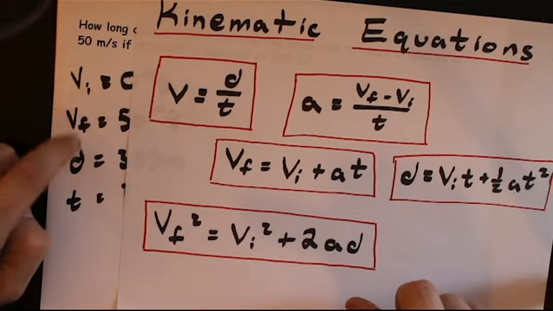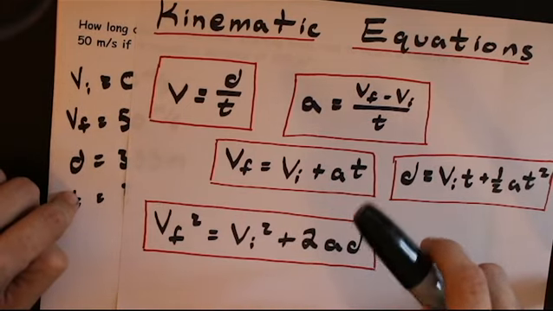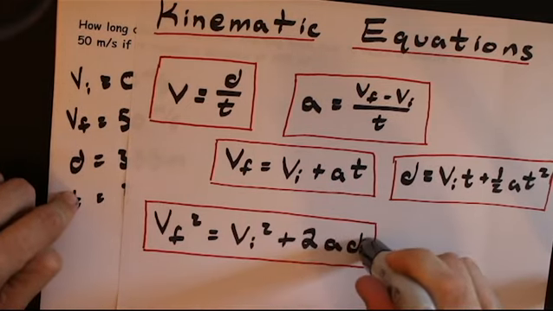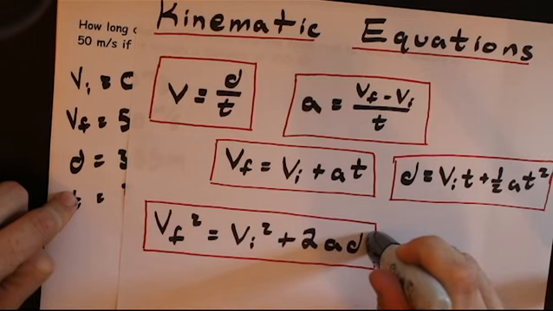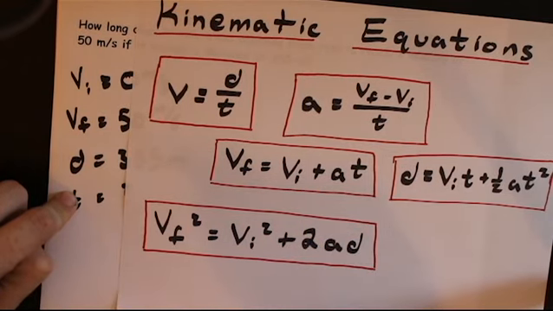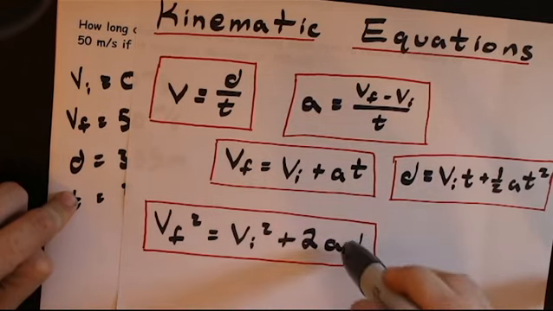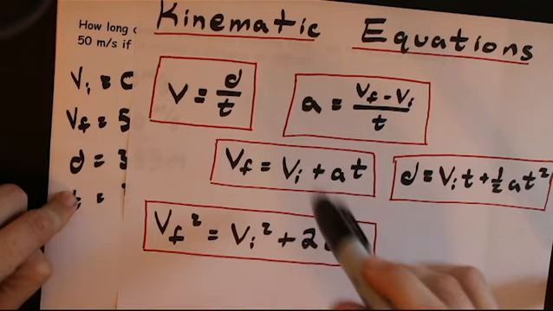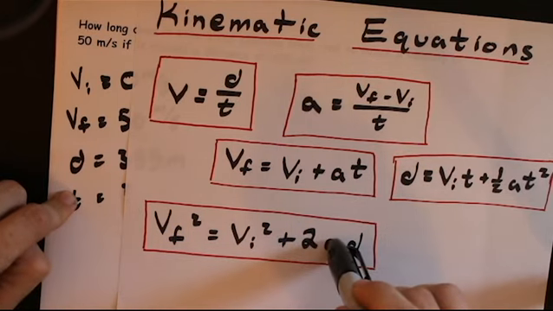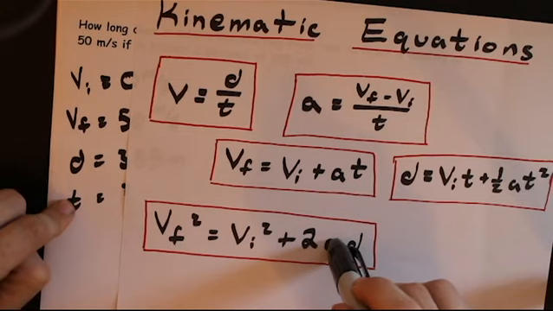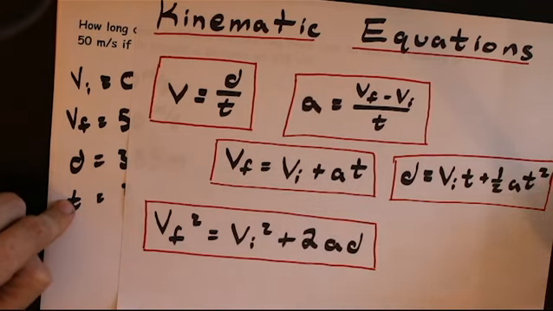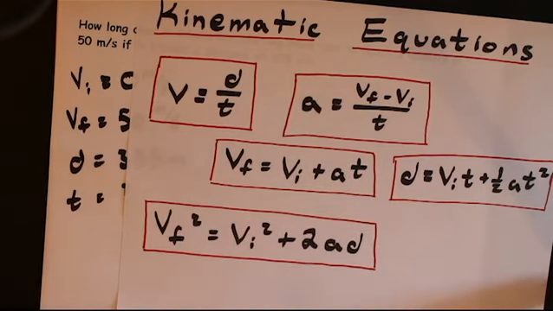So VI, VF, D, and instead of solving for time, we're solving for acceleration. Well, look at this equation right here, I can use that and solve for the acceleration. And then after I know the acceleration, I could probably plug it into a different equation and solve for the time. So let's start off first trying to find the acceleration using this equation right here.